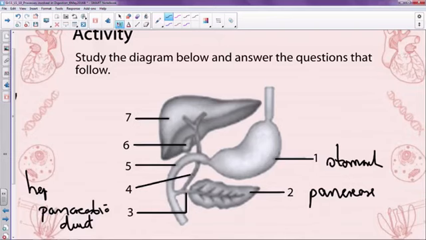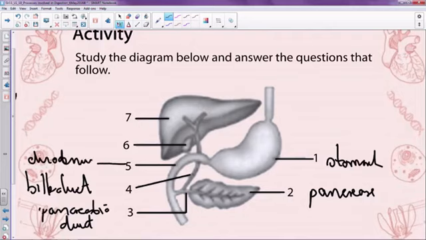Number 4 is the bile duct. I'm just going to go through that. So that's the bile duct, and that brings basically the contents of the bile to the small intestine. Number 4 would be the duodenum, which is the first part of the small intestine. Number 6 is the gallbladder, and that's essentially what is going to store the bile.